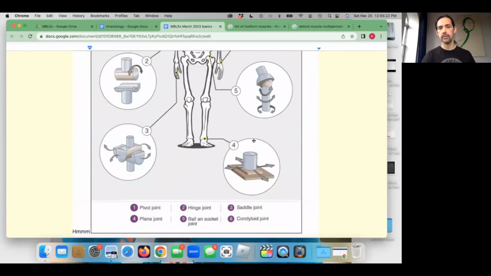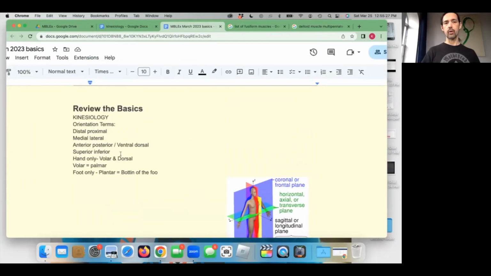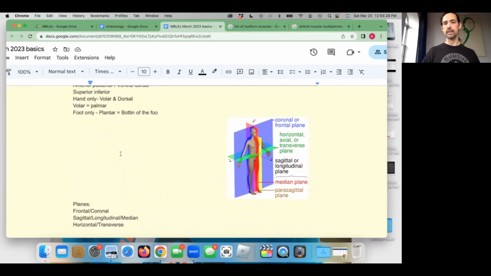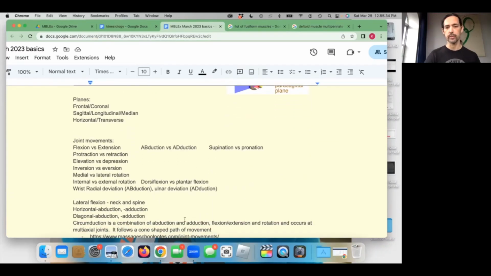Great, so next time we're going to go over joints. So now let's finish up with our orientation terms and our planes, and that probably will be all we do. Actually, no orientation. We'll do planes and we'll do joint movements.